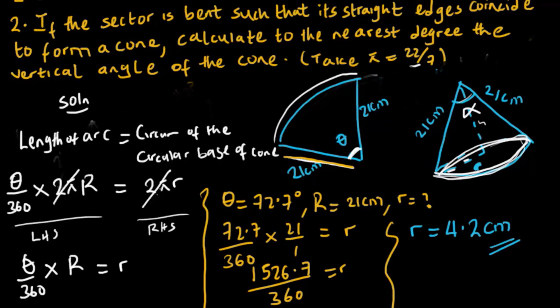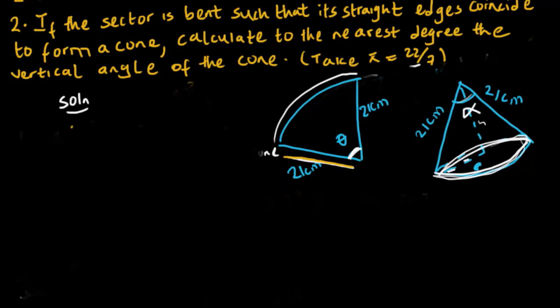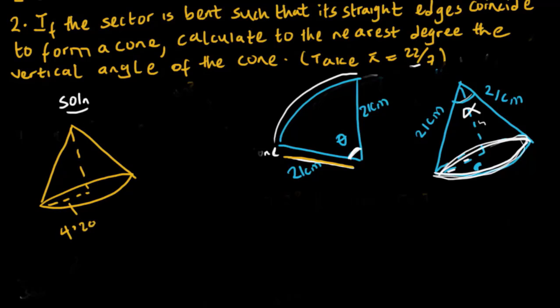Now can we try to represent this diagrammatically so we can know what is going on here? If we still have the cone, this is the cone. Now we have the vertical height, we have the radius of the circular base. Now we've gotten it to be 4.2 centimeters. The slant height is still 21 centimeters. We are trying to find the vertical angle. But to find alpha, we need to find this small angle here first, which is alpha over 2. We can call it beta.